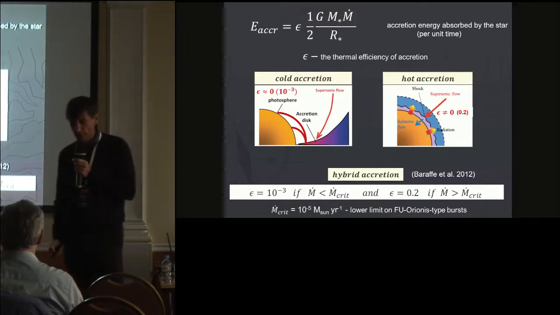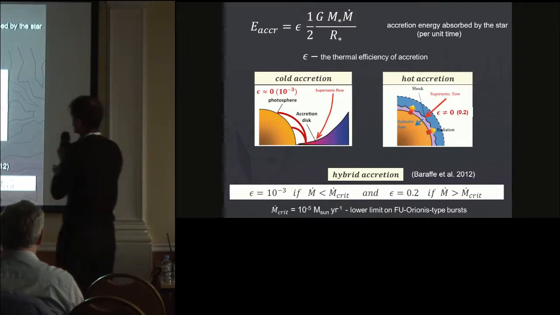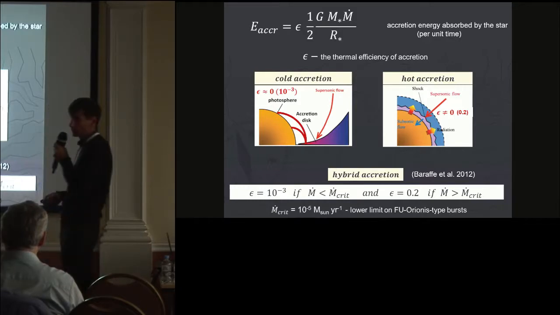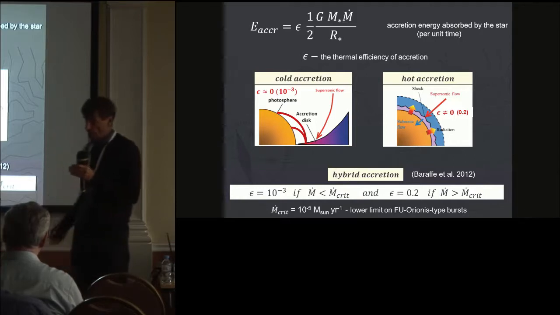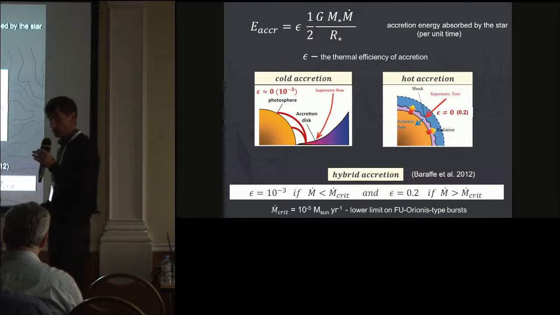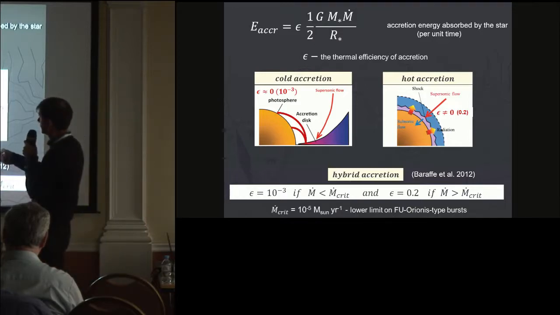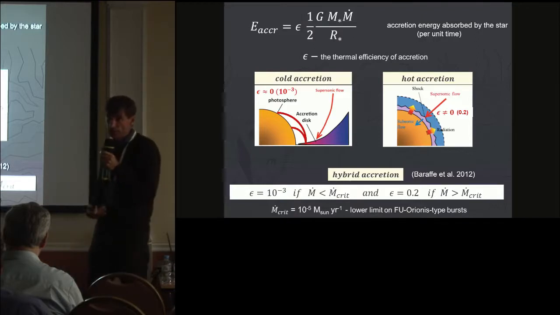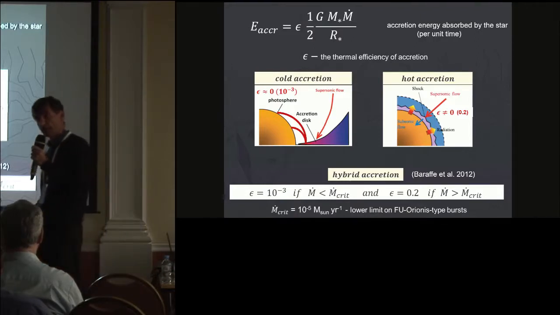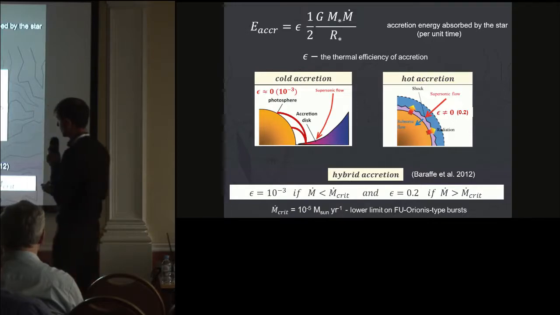One important parameter when doing this sort of exercise is the accretion energy absorbed by the star. It is given by this formula. This is the rate of potential energy which is transported with the matter as it is accreted onto the star. And there is some uncertain factor here, which is called the thermal efficiency of accretion, this epsilon. This tells us how much of this accretion energy is actually absorbed by the star and how much is radiated away. There are several cases that can be considered.